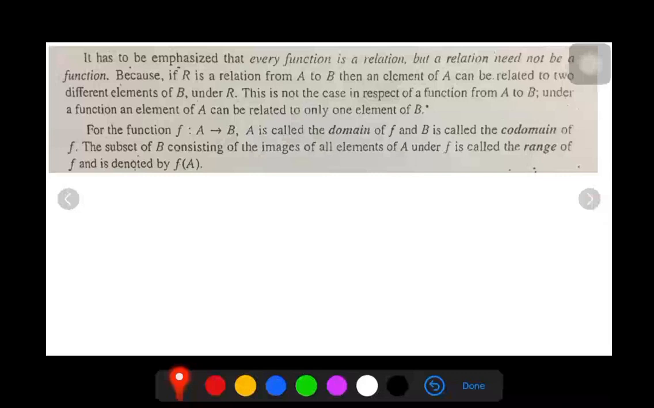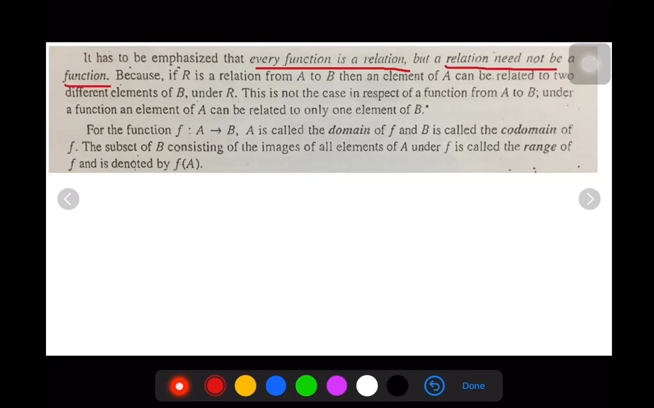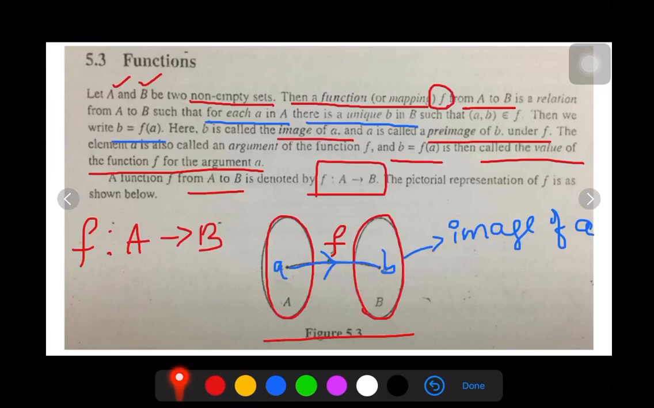Now we will also understand a few more terminologies which come under function definitions. It has to be emphasized that every function is a relation, which is very important. It's like a note for you. Every function is a relation, but every relation need not be a function, because a function has a definition: each a in A has a unique b in B. When you have this condition, then such a relation can be called a function. Not every relation is a function.